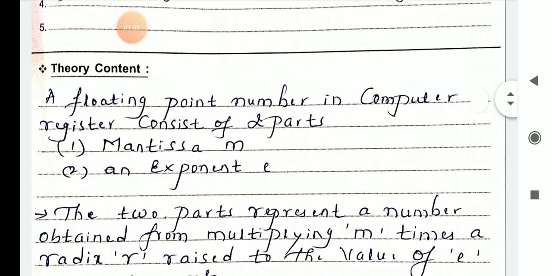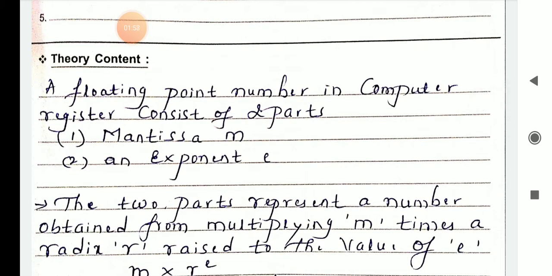So what is floating point arithmetic operation? A floating point number in a computer register consists of two parts. The first one is the mantissa, that is m, and the second one is the exponent, that is e. So m stands for mantissa and e stands for exponent.